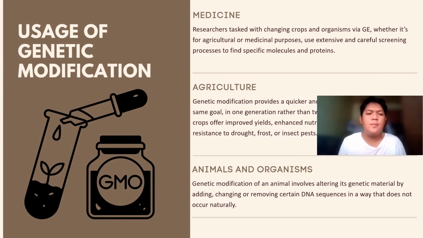Usage of genetic modification in animals and organisms. Genetic modification of an animal involves altering its genetic material by adding, changing, or removing certain DNA sequences in a way that does not occur naturally.